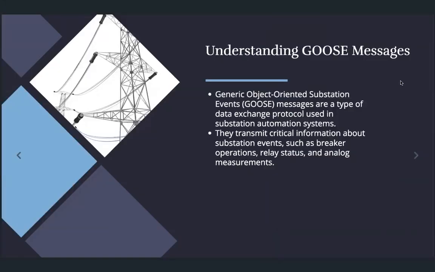So what is a GOOSE message? Generic Object-Oriented Substation Event messages are a type of data exchange protocol used in substation automation systems. They transmit critical information about substation events such as breaker operations, relay status, and analog measurements.